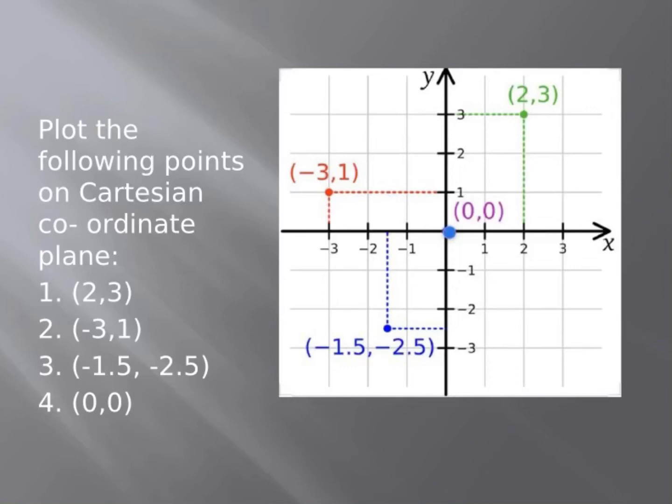Now the last one is we have to plot a point representing 0, 0, which means that it is origin, and you can see that it is represented by O, 0, 0.